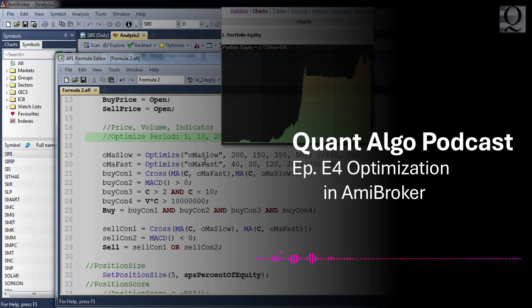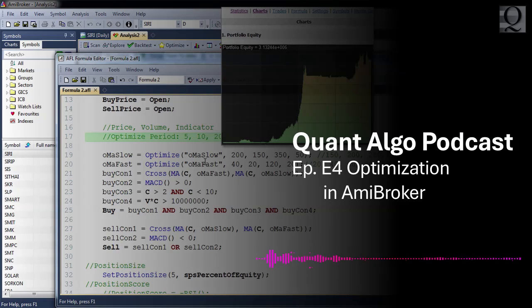Because the market is always changing, and past performance is no guarantee of future results. Precisely. And this is where your understanding of market dynamics and your ability to adapt become even more important than the optimization process itself. So it's not enough to just be a technical whiz with AmiBroker. Right. You need to understand the bigger picture.